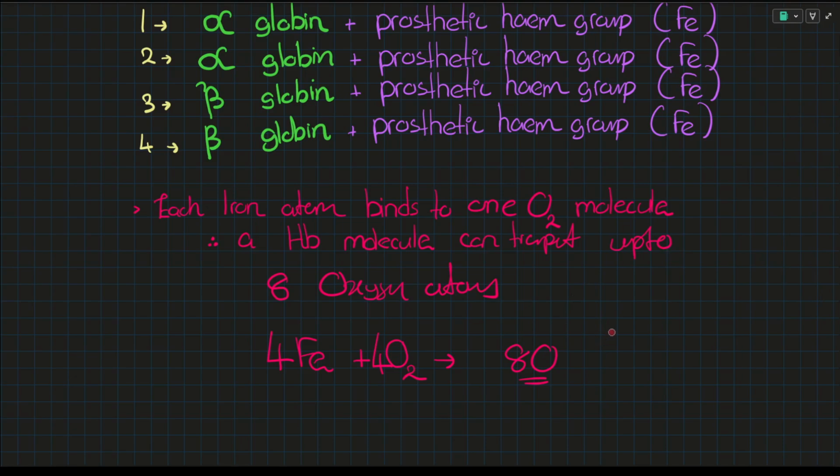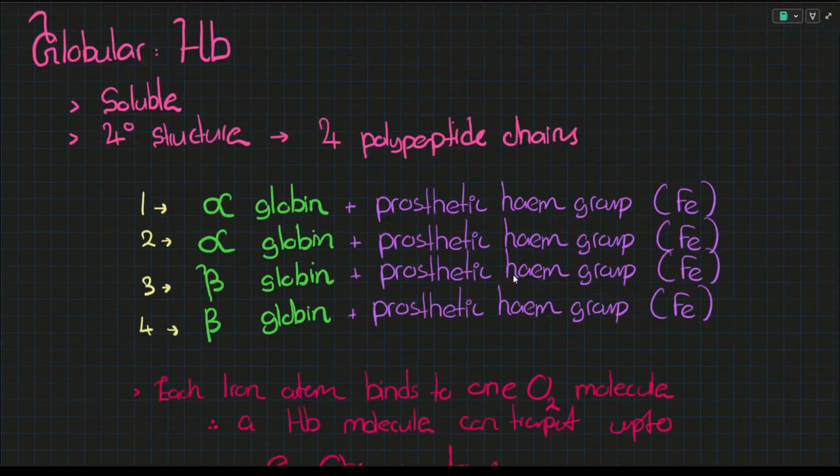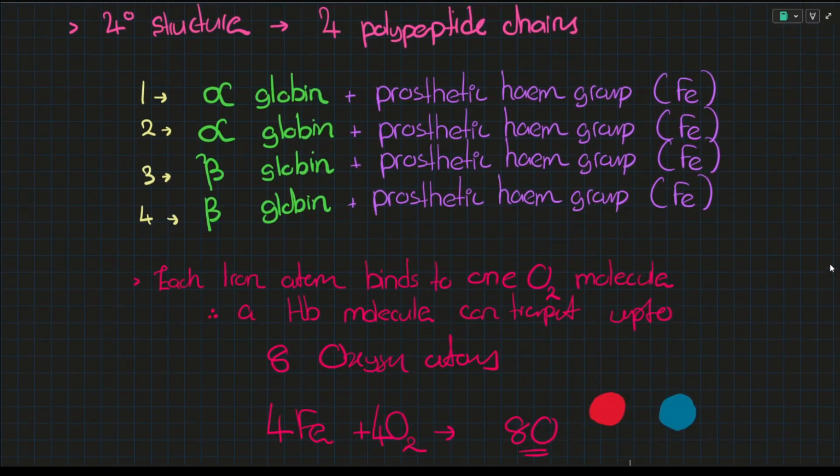If iron is bound to oxygen, your hemoglobin appears red. If iron is not bound to oxygen, your blood, your red blood cells, are going to appear pale-ish. It's not going to be directly blue, but it's not going to be red. That's the idea. Okay, that's the globular hemoglobin part done.